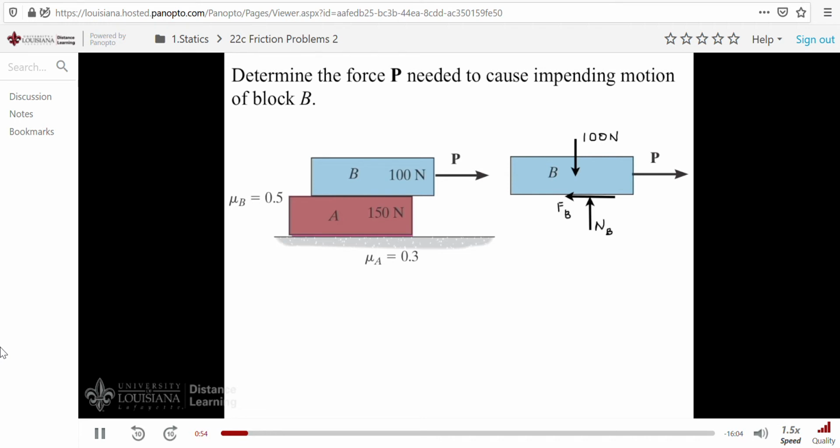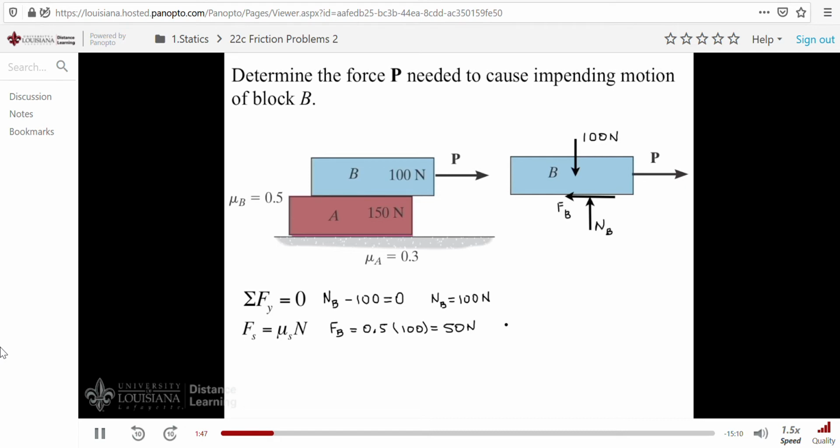Let's apply our equation of equilibrium in the y direction. We have N sub B minus 100 equaling 0. Solving, of course, N sub B comes out to be 100 newtons. Now we realize that we need this to be the limiting static friction force because we want to find P necessary to cause impending motion of it. Applying the friction equation, we can find F of B, and that's equal to mu, which is 0.5, times our value for N sub B, which we calculated to be 100. We get an answer then of 50 newtons.